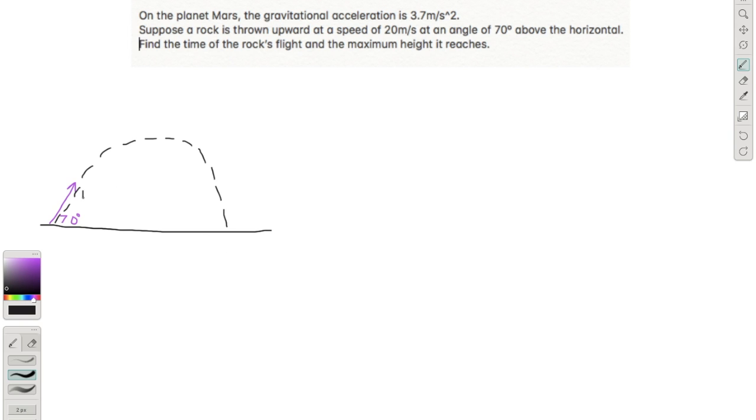The 70 degrees is the angle that the rock is being thrown at. The 20 meters per second is our initial velocity, the speed that the rock is being thrown up at. The rock is shown as the arrow that's going to be thrown up into the air, and then it comes back to the surface of the planet. We want to find out the time and the height.